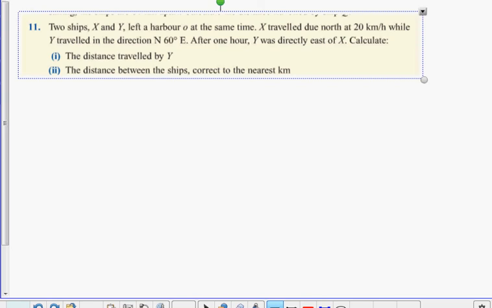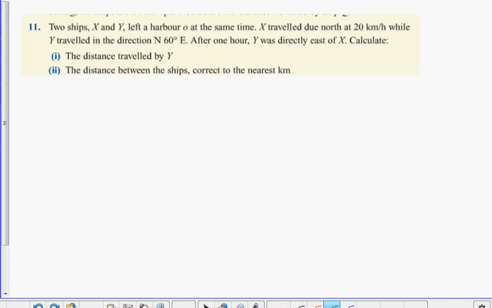However, to create the triangle, there's a lot of language. So you've got to create the triangle. The question itself is easy, but creating it is the hard part. Okay. So what they're asking you to do is: 2 ships X and Y leave a harbour. So look, they both leave at the same harbour, right?